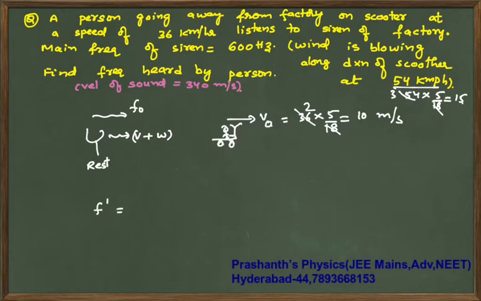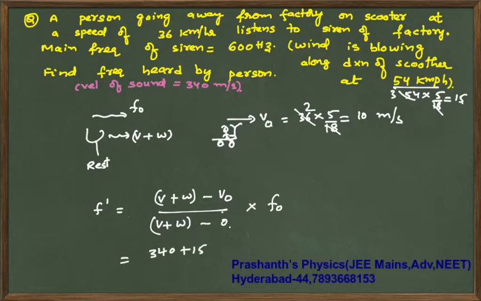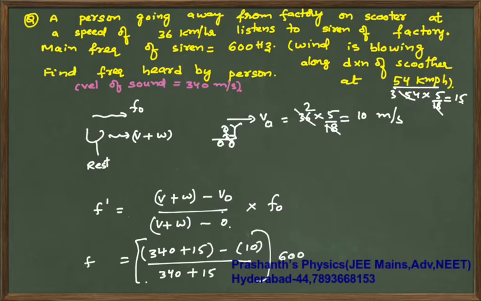So your apparent frequency f dash is velocity of sound with respect to observer by velocity of sound with respect to source, source is at rest, times f naught. So (340 plus 15 minus velocity of observer, which is 10), whole divided by 340 plus 15, times the frequency, 600 hertz. So this is your apparent frequency heard by the person driving the scooter.